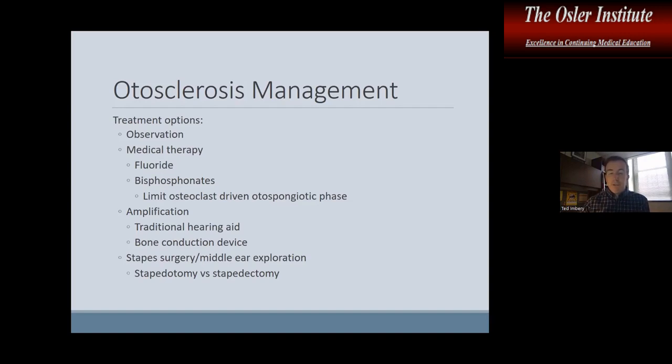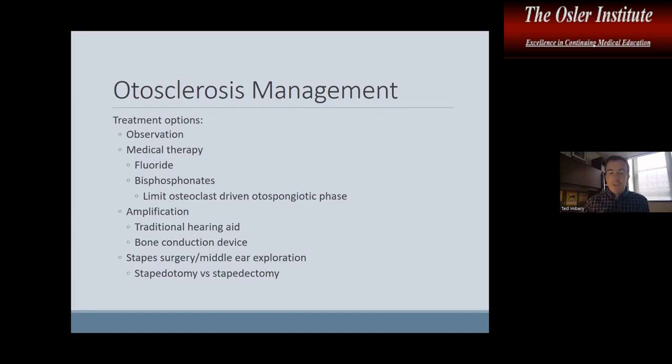Medical therapy can sometimes be considered. Classically, this was fluoride. I would say more recently, bisphosphonates have entered the discussion. I don't think it's widely utilized, but there are some case reports, not a lot of numbers, of bisphosphonates being used to potentially prevent or limit disease progression. Bisphosphonates are limiting that osteoclastic driven early otospongiotic phase.